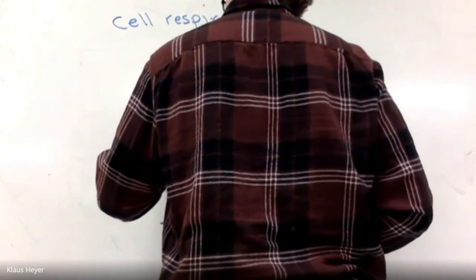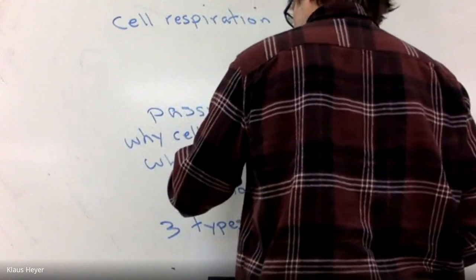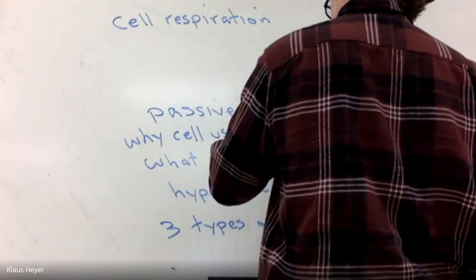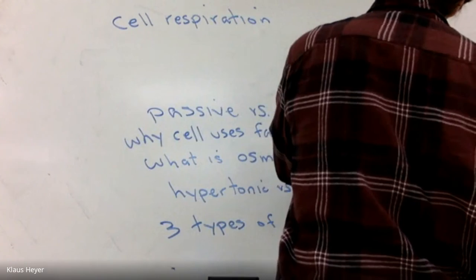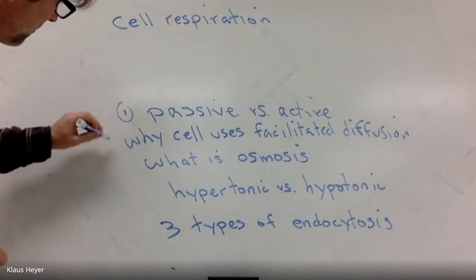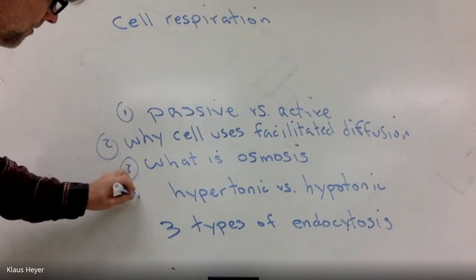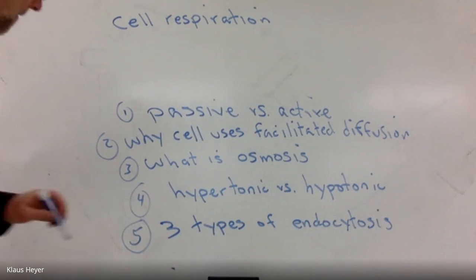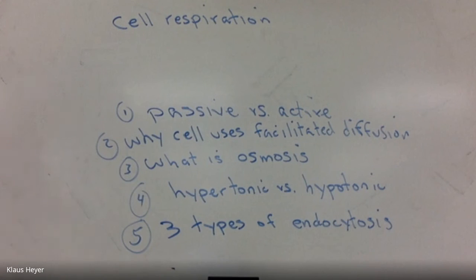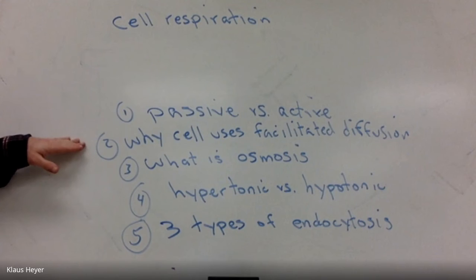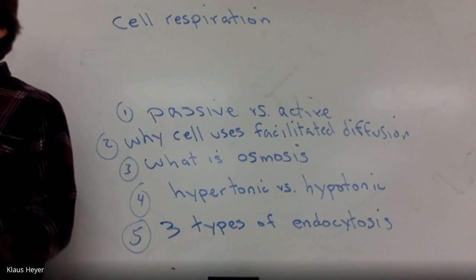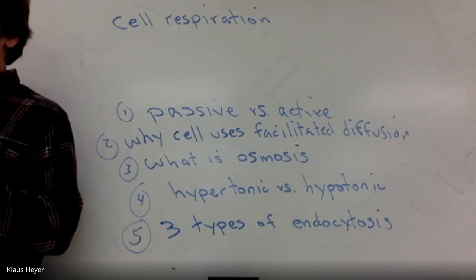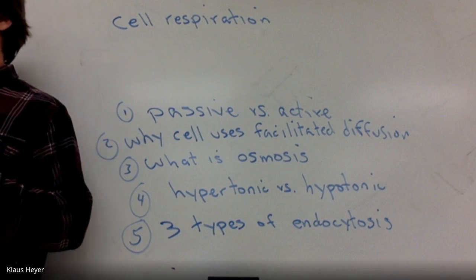Why would a cell use facilitated diffusion? A cell uses facilitated diffusion, meaning that you use a gate, like a door, because, and this is in your notes, it's an ion, like it's charged, or if it's too big, or if you want to move a lot of it at one time.